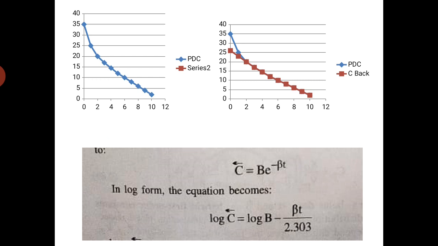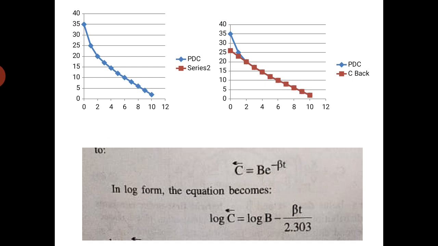Now taking the logarithm, log C back extrapolated is equal to log B minus beta t divided by 2.303. This is the equation representing the red line in the graph. In the second graph, we got a back extrapolated line, that is a straight line. The equation that represents the straight line is log C back extrapolated is equal to log B minus beta t divided by 2.303.